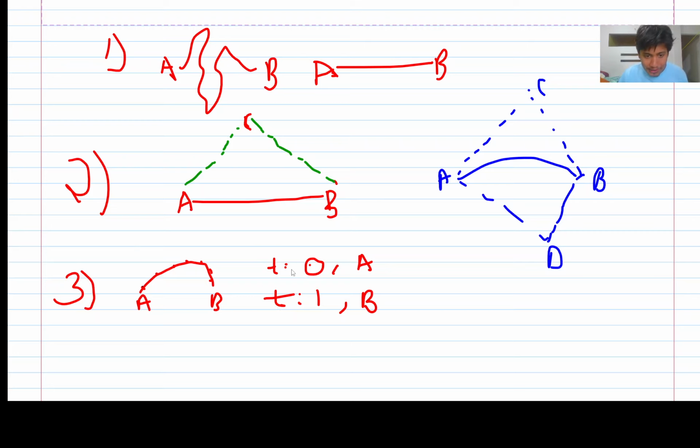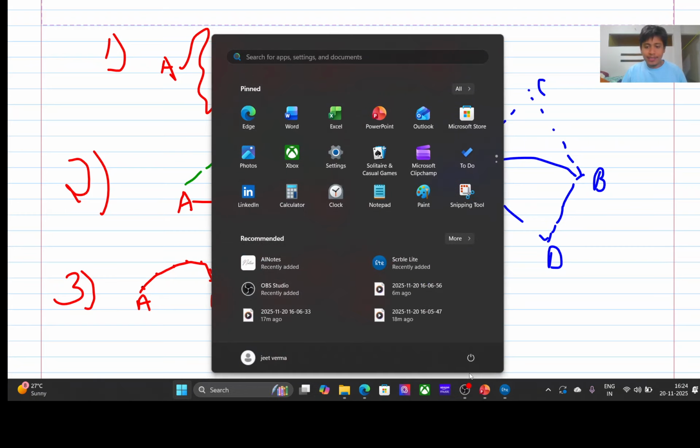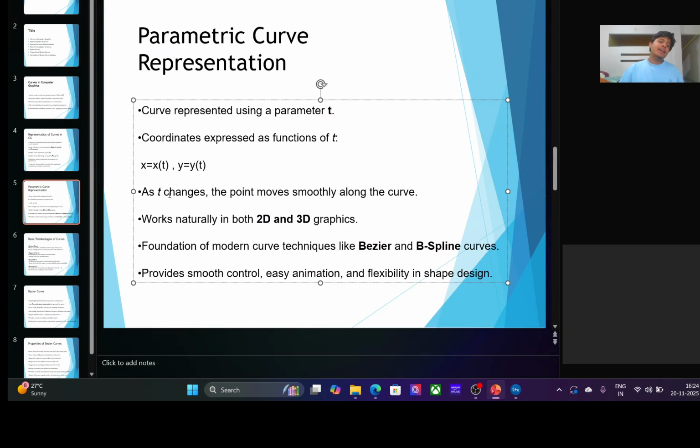When the value of t is 0, the point is on A, and when the value of t is 1, the point reaches B. So what I'm trying to say here is, as t changes, the point moves smoothly along the curve. That is why curves are so smooth in parametric curve representation. It works naturally in both 2D and 3D graphics. If you want to make 3D graphics, you can add z equals z(t).